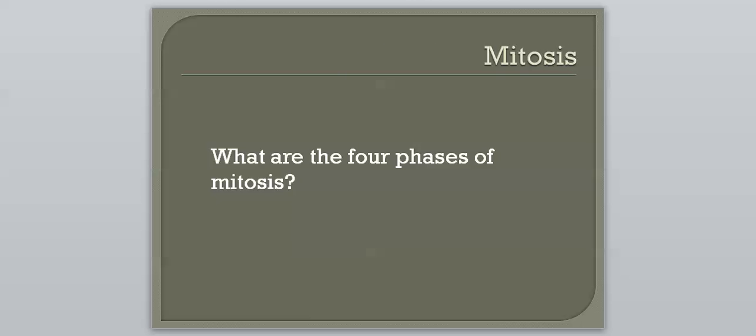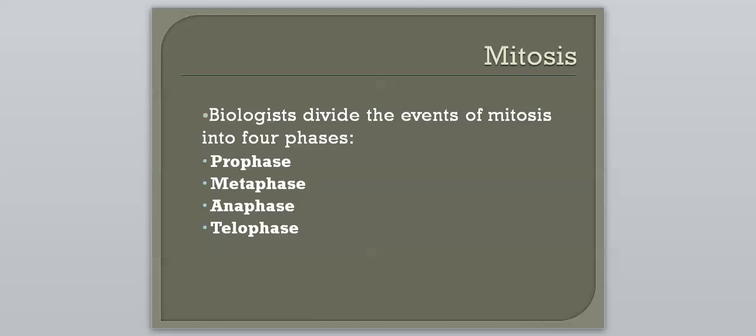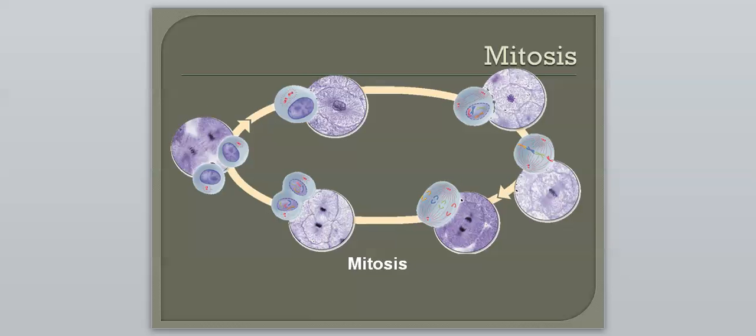So we're going to look at the four phases of mitosis, known as prophase, that's step 1, metaphase, anaphase, and telophase. There's really no good way to remember that; this is just one of the things you have to memorize. So prophase, metaphase, anaphase, and telophase are our four phases of mitosis. Here's the cycle of what it looks like, each step broken down, and we're going to look at each one individually.